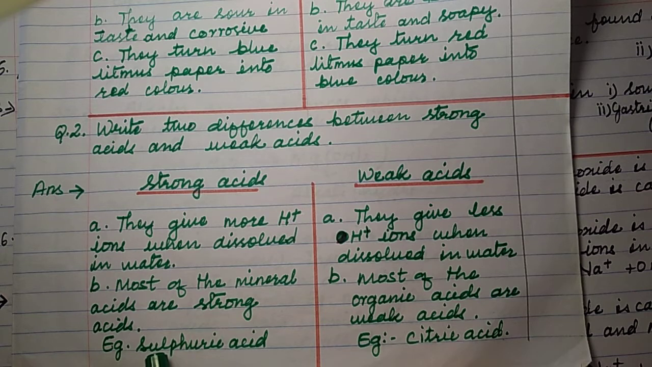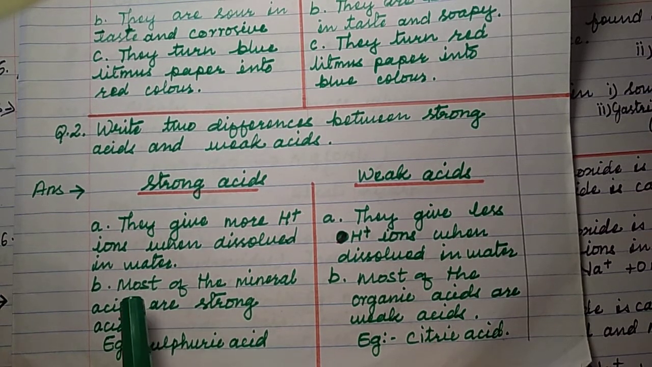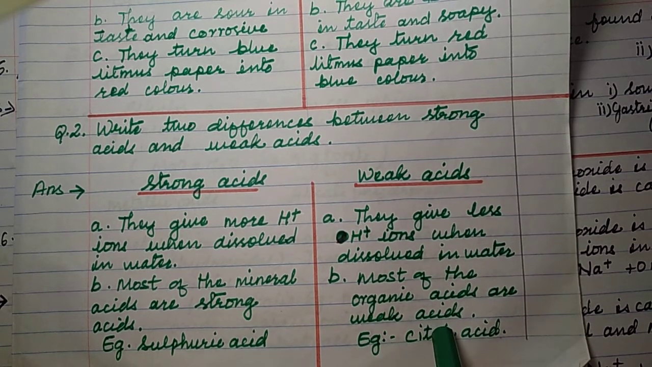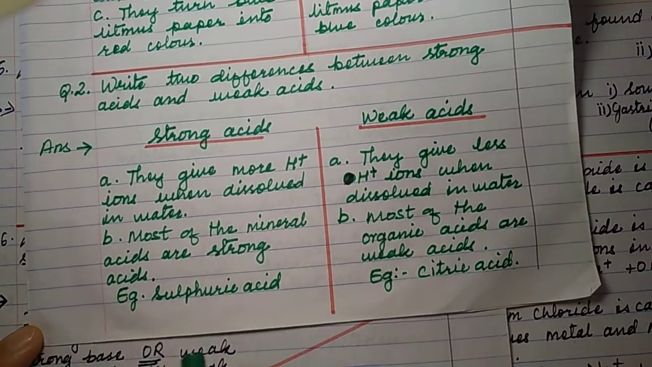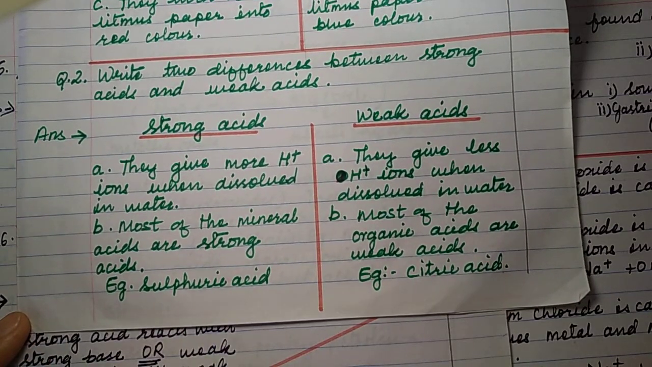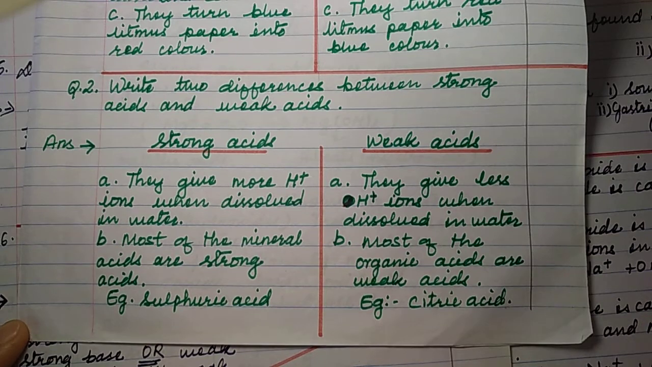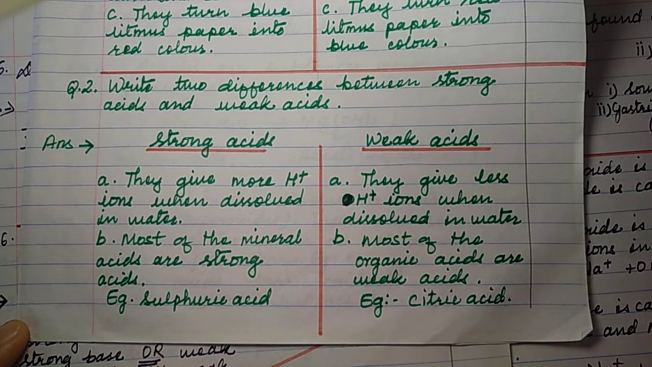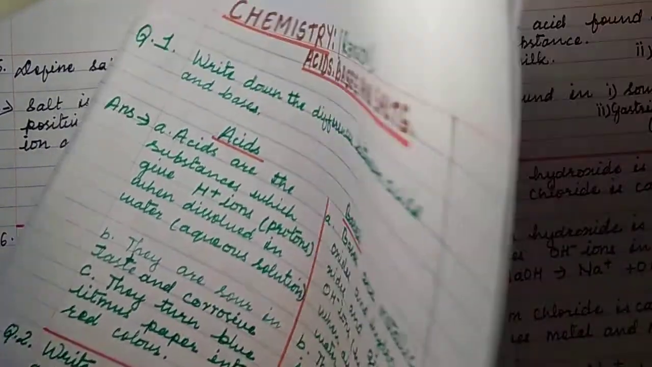Now point number 2: in strong acids, most of the mineral acids are strong acids. You have to write the word most because a few mineral acids are not strong, for example carbonic acid. That is why you have to use the word most. Most of the mineral acids are strong acids, and most of the organic acids are weak acids. An example of a strong acid is sulfuric acid, and an example of a weak acid is citric acid, which is an organic acid. Sulfuric acid is a mineral acid or inorganic acid. And these are the answers.